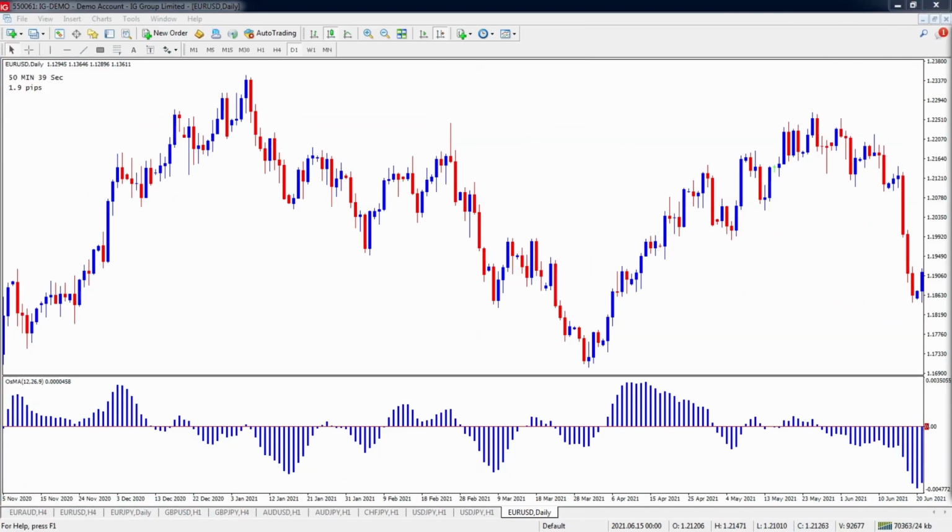I'm Russ Horn, and today I want to show you regular divergence. Now, when it comes to trading, divergence means the market and an indicator are doing two different things.